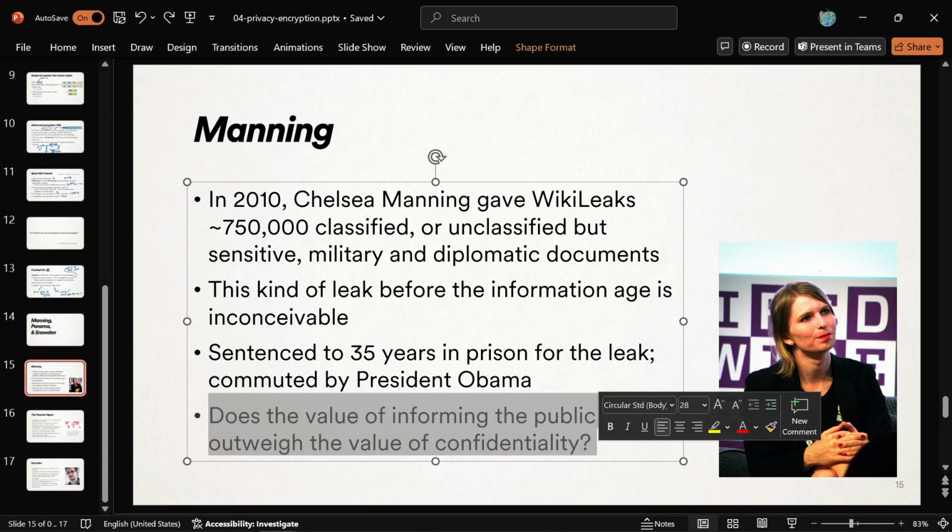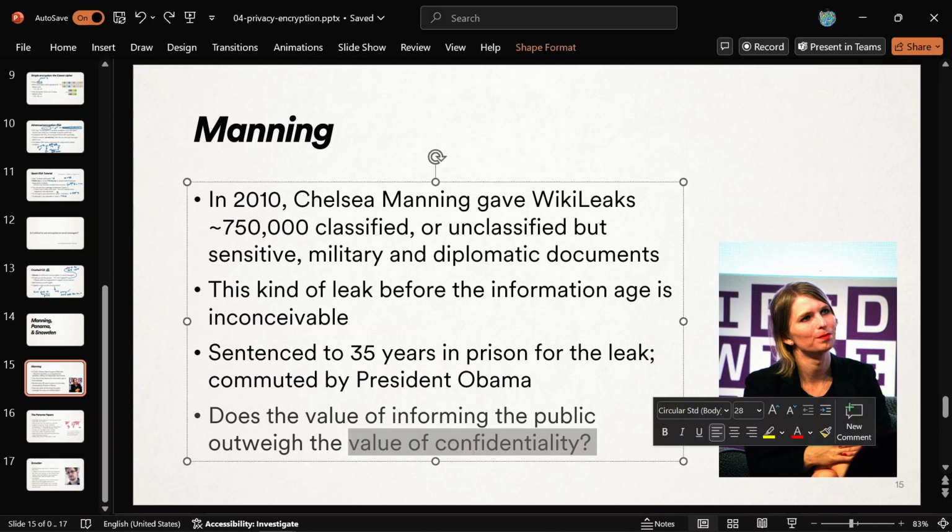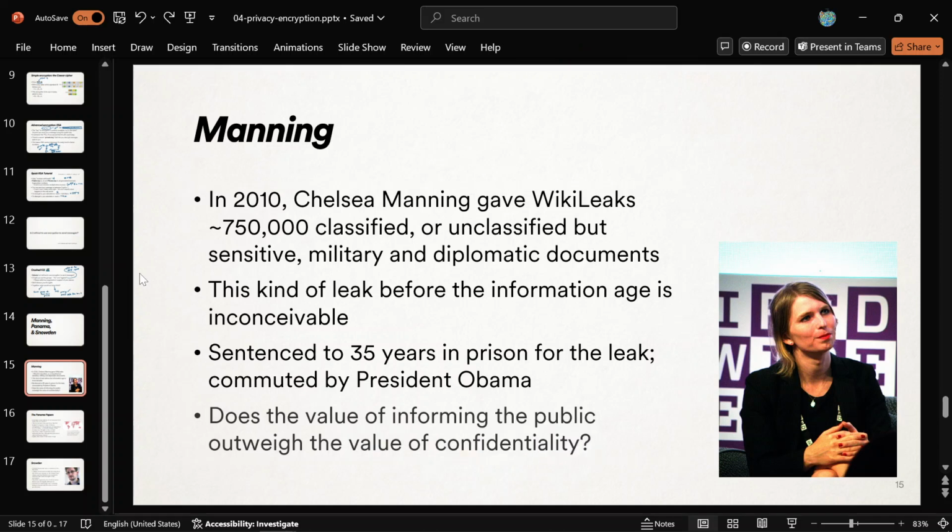Does the value of telling the public about potentially bad things that the government is doing or that the military is doing outweigh the value of confidentiality? That is a huge question that we can ask ourselves now. All right, because there's plenty of sides to that coin.